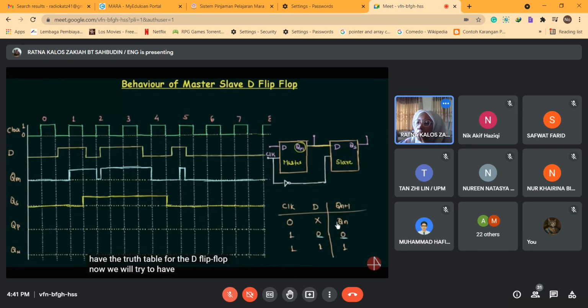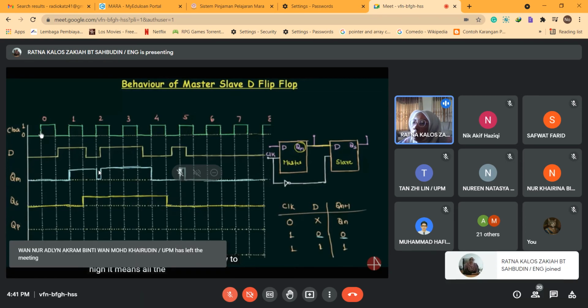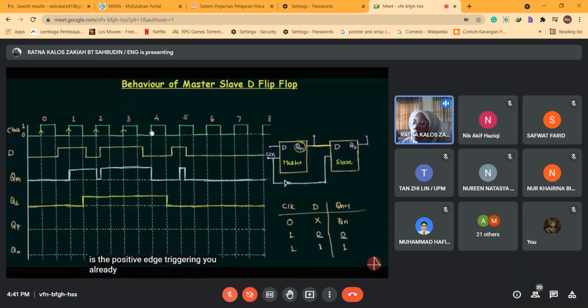Now we will try to have QP. That is the output of the D flip-flop simply, not the master slave one. It is the output of a simple D flip-flop when the input is given, and the input is this D. We don't have to do anything with the QM. It's only for the slave. So the input is D, and we have to consider the change in the circuit when the clock goes from low to high. It means all the rising edges. This is the positive edge triggering, you already know, and we have to consider that the D flip-flop is working only when the clock goes from low to high.